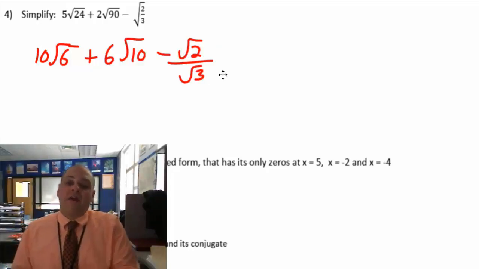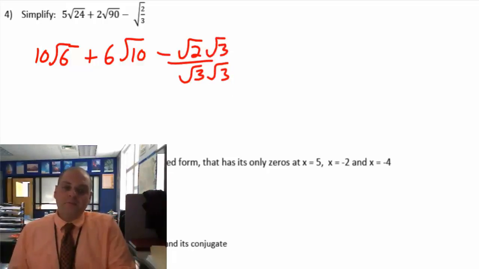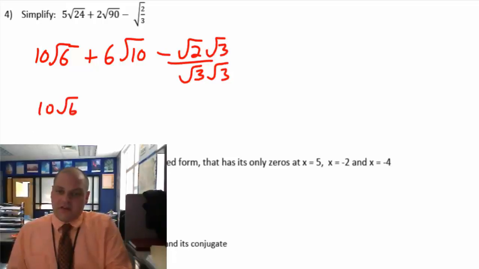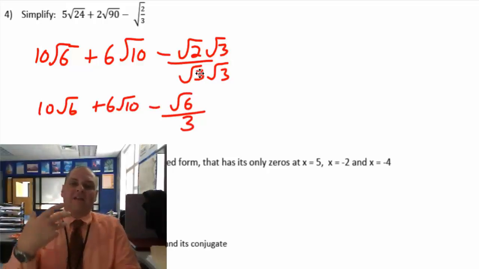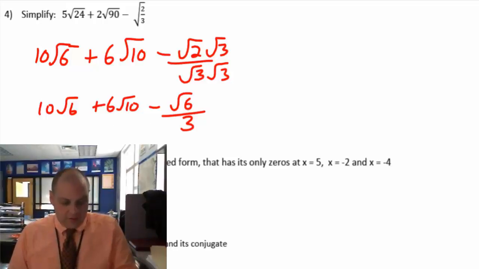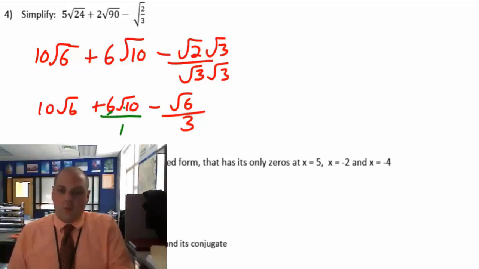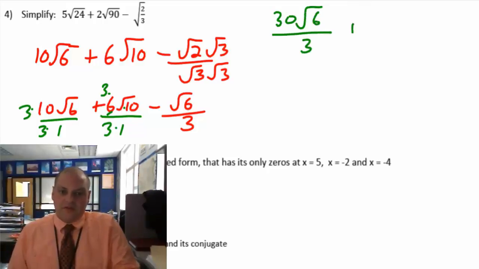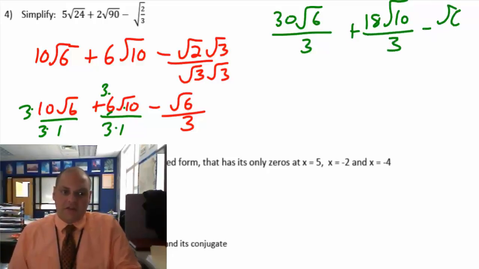Now, you can't leave a radical in the denominator, so we need to rationalize this. It's going to give me 10 radical 6 plus 6 radical 10 minus radical 6 over just 3. Now I need to combine, but I have to have a common denominator. So put these all over 1 right now. So we're going to go times 3, times 3, times 3, times 3. All right, so new problem. 30 radical 6 over 3 plus 18 radical 10 over 3 minus radical 6 over 3.